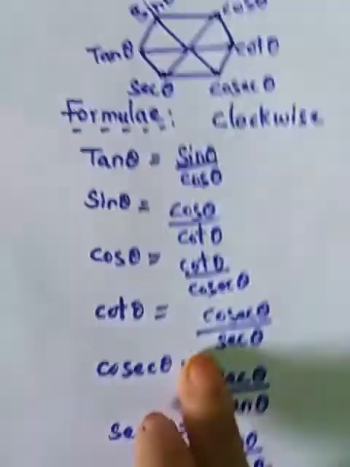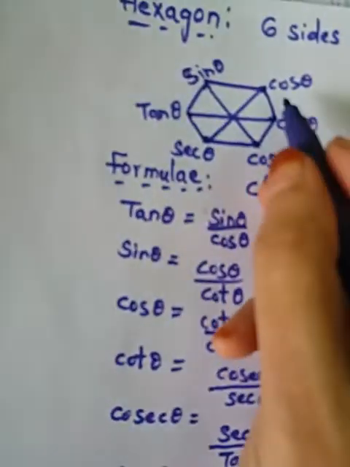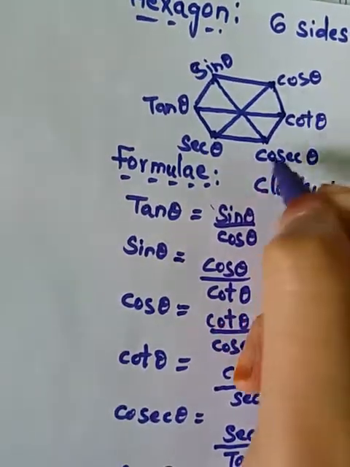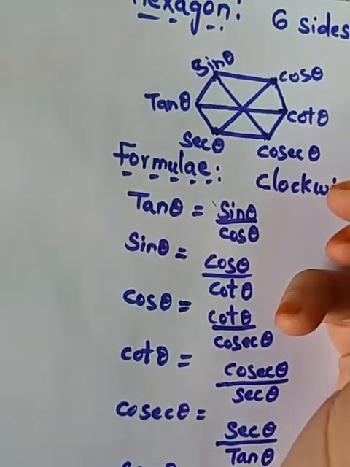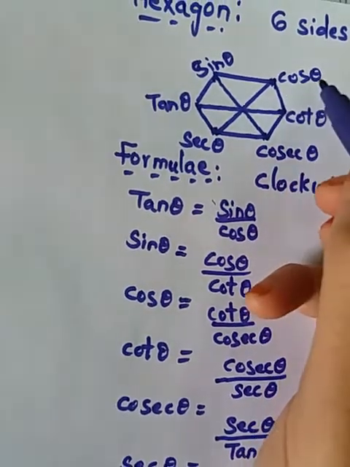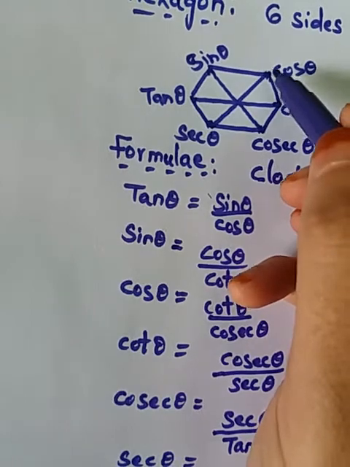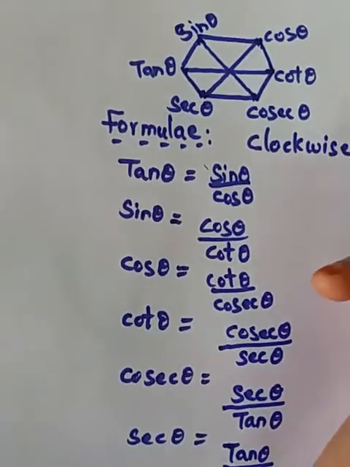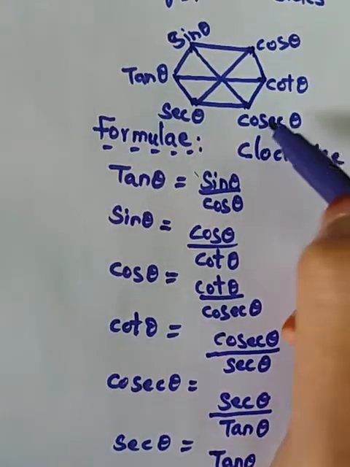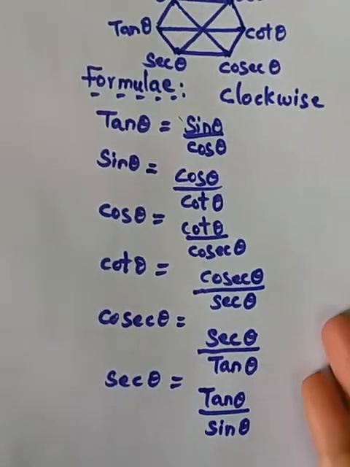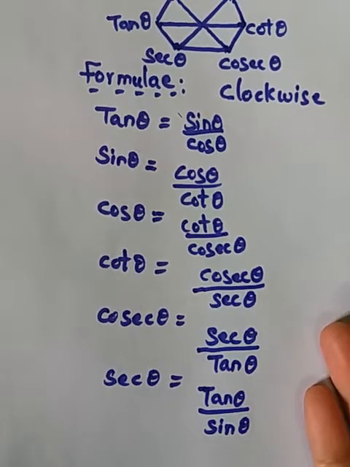The best way to remember is, all the three C's will be on the right side. Okay, so no need to worry, you can remember this easily. These three C's should be at your right hand side: cos, cot and cosec. So well, here is the formula for you.